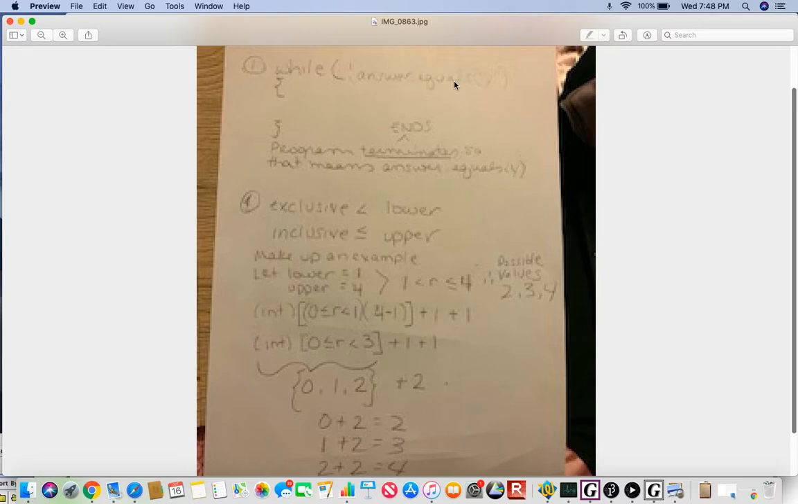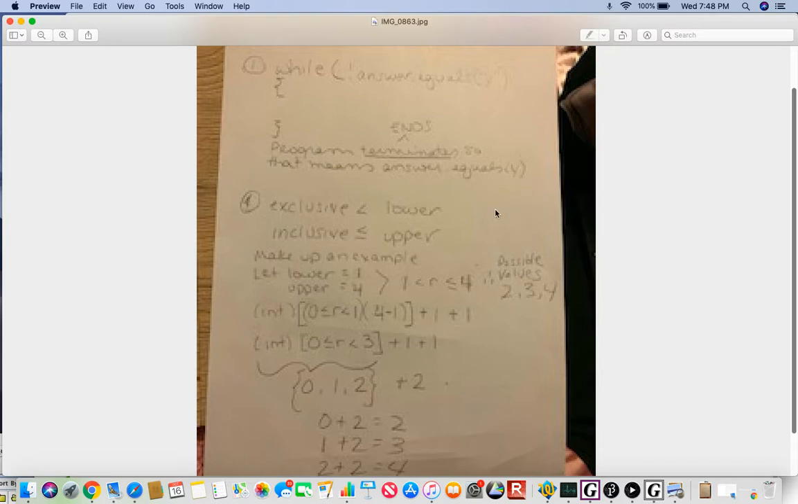So, the only way you're going to exit the loop is when answer equals y, because the loop runs when it doesn't equal y. As soon as it equals y, this condition goes false and we go around and continue with the rest of the program.